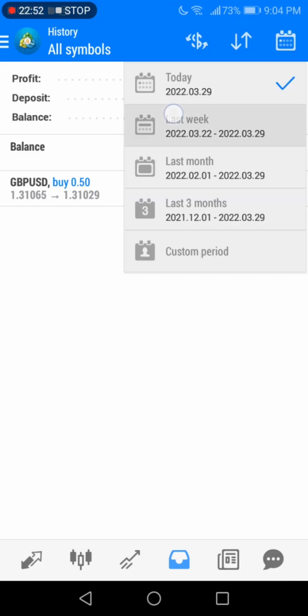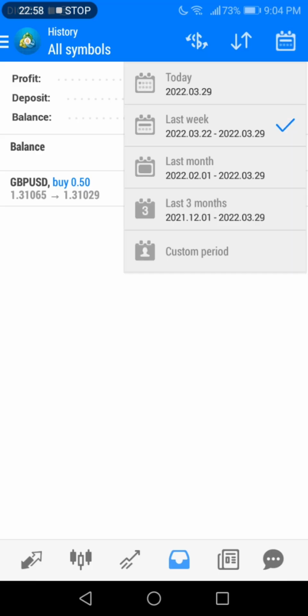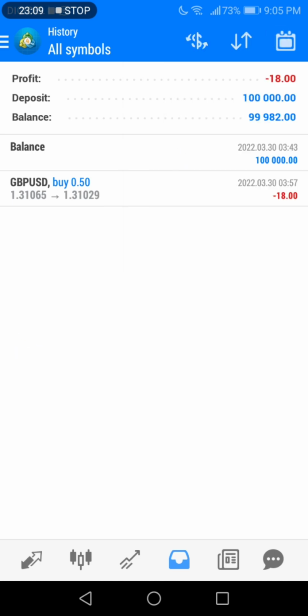You can click last week, it shows you. Remember this one trade that I have. So if I had multiple trades in the past week, or I've been trading this account for a week or so, then all the trades that were taken would be displayed right here. And for the month, you can do custom period, 3 months. It's just going to show it here.